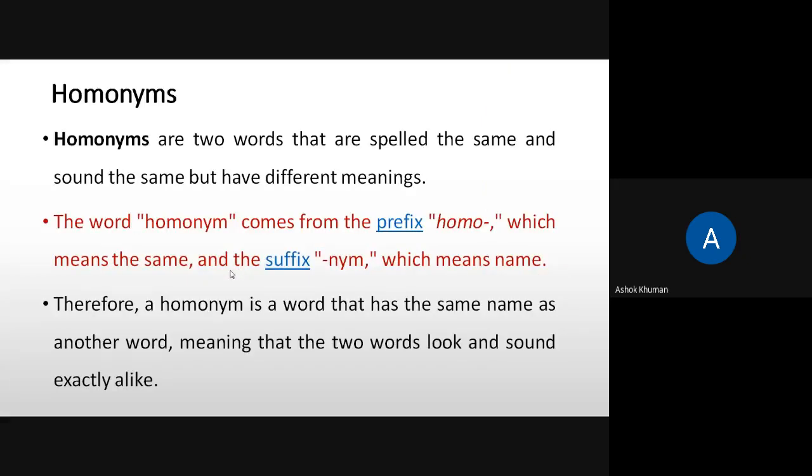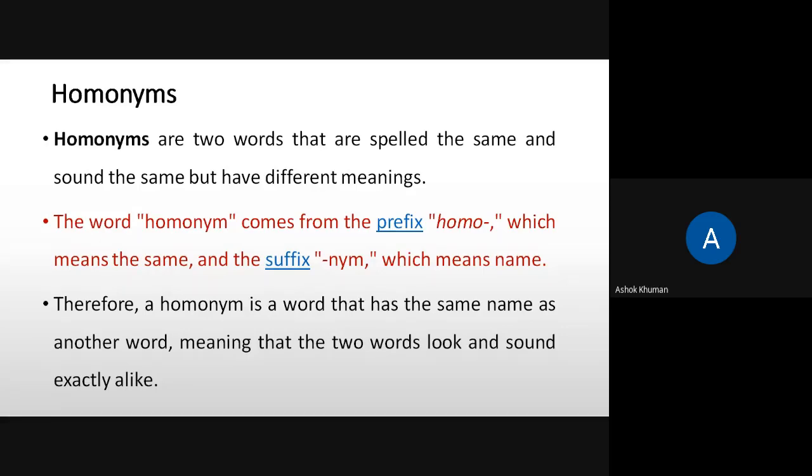Now you can see on the screen, and I request all of you to write everything in your notebook. You are obviously allowed to take a screenshot for your future reference. After the end of the class you can do revision if you have the screenshot. Go through them again and have a good understanding about homonyms.